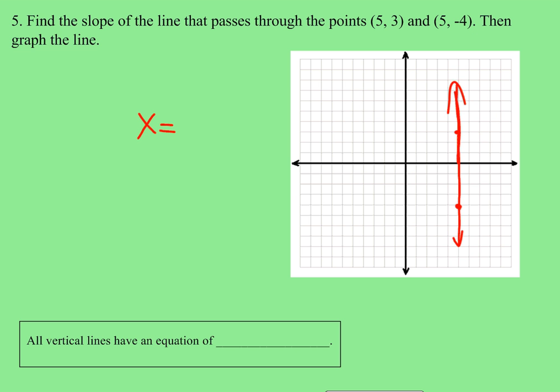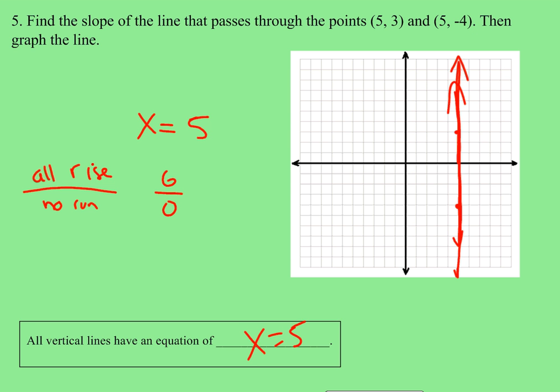This one is going to be x equals something. All right, what is my x value no matter where I'm at on the entire line? Well, that's going to be at 5. So my equation of that line is just going to be x equals 5. And the reason for that is because if I look at my slope, it's all rise, no run. Okay, so it's all rise, no run. So it's going to be like 6 over 0. So that's undefined. That doesn't exist, or at least we say it doesn't exist. But we know the line really exists, so that's why it's just x equals 5.